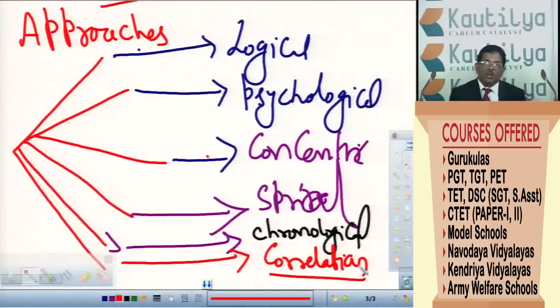Logical means all topics should be sequentially arranged right from the lower level to the higher level. That type of approach can be defined as the logical approach. There should be a systematic arrangement of the topics right from the lower order to the higher order.